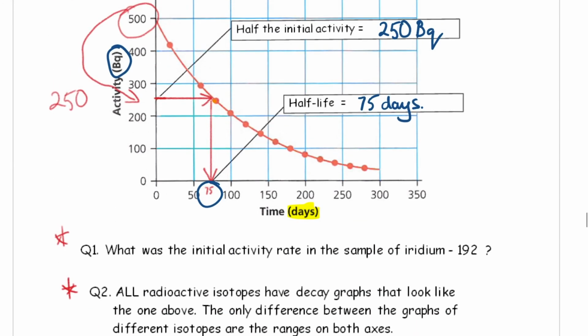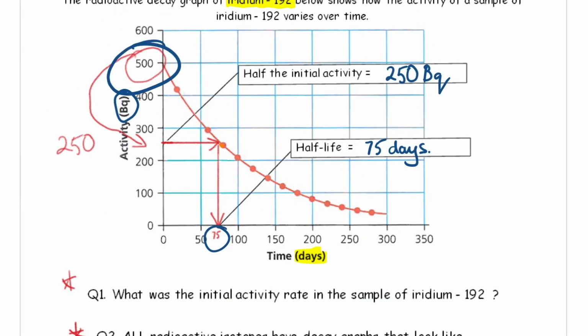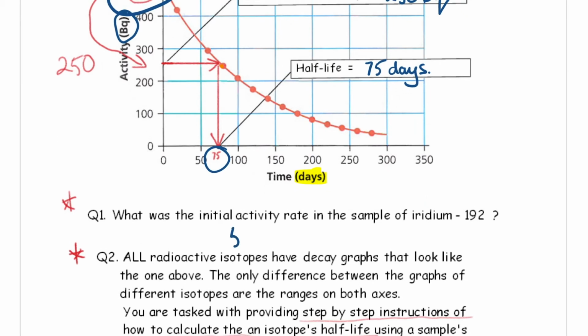Okay, what was the original activity? That's this value at the top here. That's 500. And remember, of course, to write down the units, becquerels.